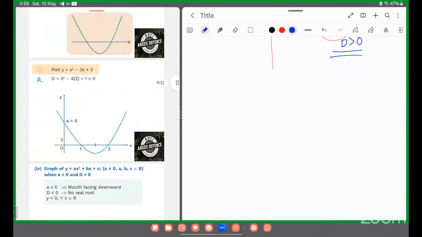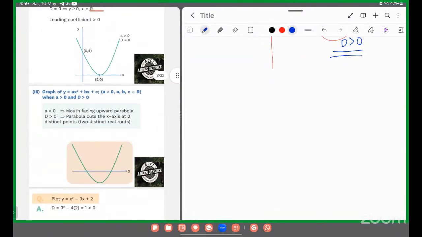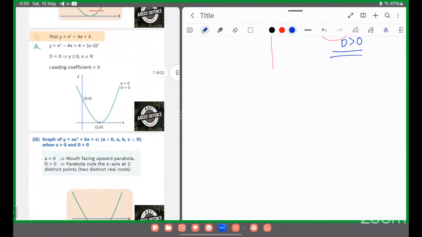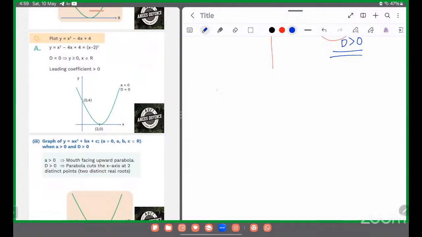D equal to 0, and this particular one is D greater than 0. Suppose we take a sample question from here. For example, it is written as y equal to x square minus 4x plus 4. We know that it is an expansion of x minus 2 the whole square. So we can write it as y equal to x minus 2 the whole square.